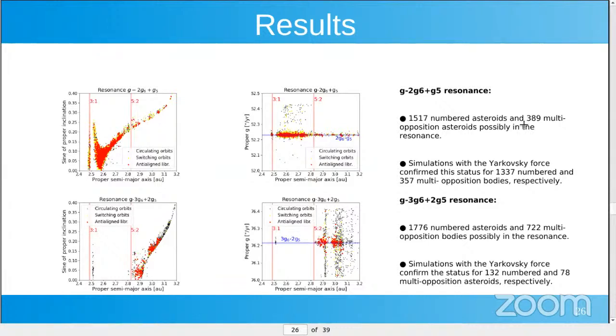And we can do the same also for the g minus 3g6 plus 2g5. You can see that the distribution in a and i is as usual complicated. It's a three-dimensional structure. Most objects for the first resonance are in the central main belt between the 3:1 and 5:2 mean motion resonances, while most objects for the second resonance are found in the outer main belt between the 5:2 and 2:1 mean motion resonances.